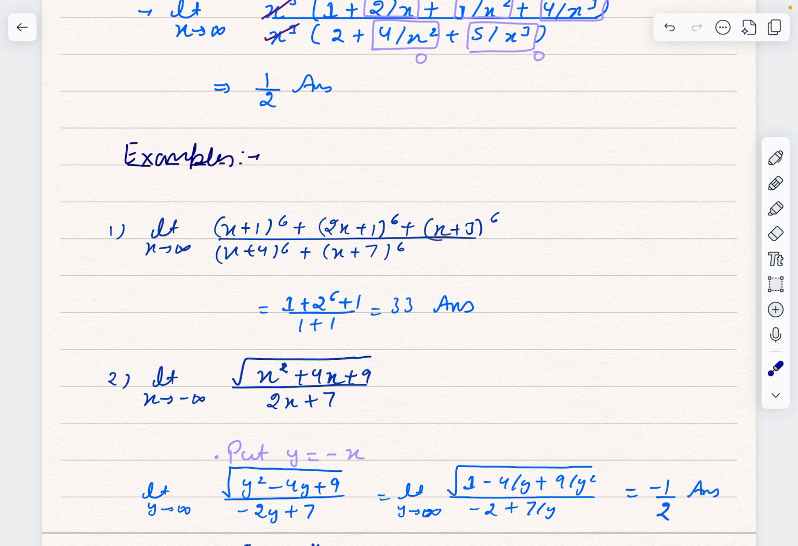Now the most dominating term here is y. Here it will be like y square inside the root. So we divide by y both sides. You get square root of 1 minus 4 by y plus 9 by y square, divided by minus 2 plus 7 by y. You see all these terms will be 0. You get the answer to be square root 1 by minus 2. So the answer is minus 1 by 2. I hope this problem is clear to all of you guys. Next one.